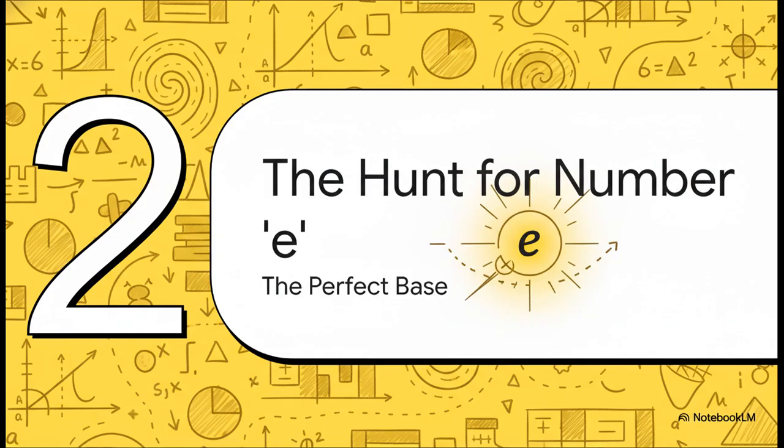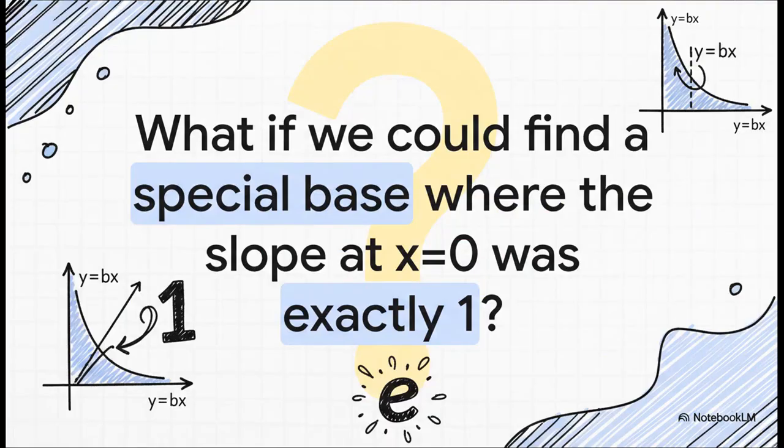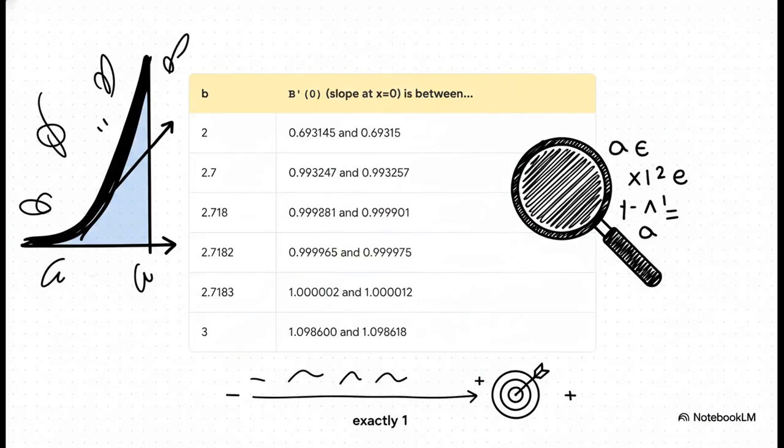This leads us to a really fun idea, a hunt for the perfect number. What if we could find a base that makes this whole derivative thing, well, super simple? I mean, what's the simplest possible constant we could hope for? How about 1? Imagine if we could find a base b, where the slope at x equals 0 is exactly 1. Then the derivative of b to the x would just be b to the x times 1. The function would literally be its own derivative. I mean, could a number like that even exist? Well, it turns out it does.